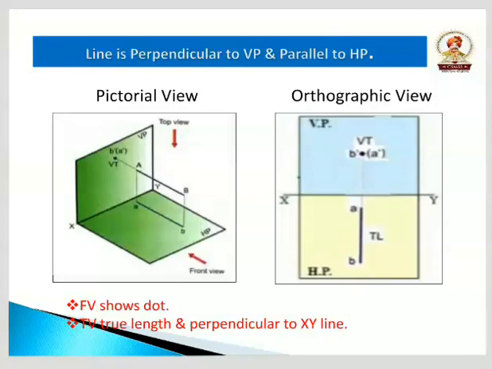Line is perpendicular to vertical plane and parallel to horizontal plane. Line AB is a horizontal straight line, perpendicular to VP and parallel to HP, shown in the pictorial view figure. Now when we rotate HP 90 degrees in a clockwise direction, then in orthographic view, the front view shows a dot and the top view shows true length and is perpendicular to XY line, which is shown in the orthographic view diagram.